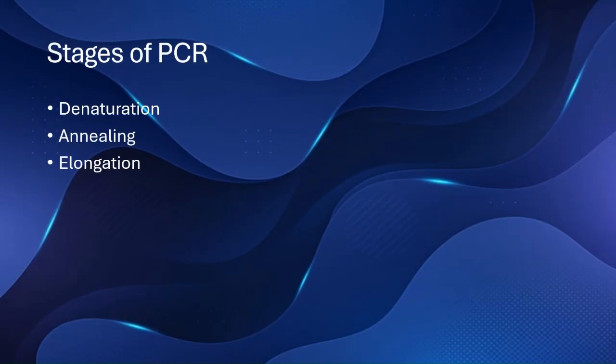Stages of PCR. You have three stages in PCR. You have denaturation, annealing, elongation.